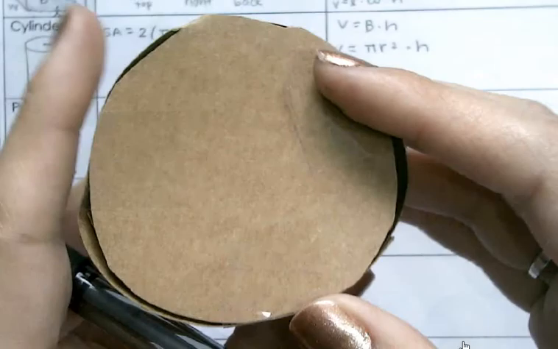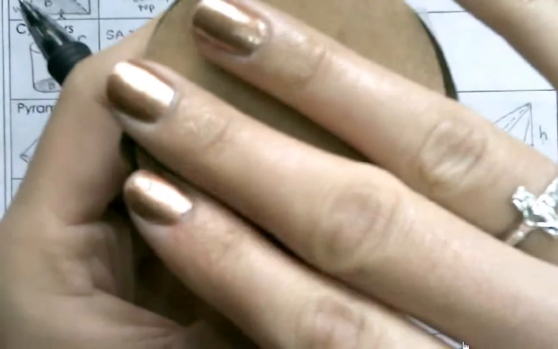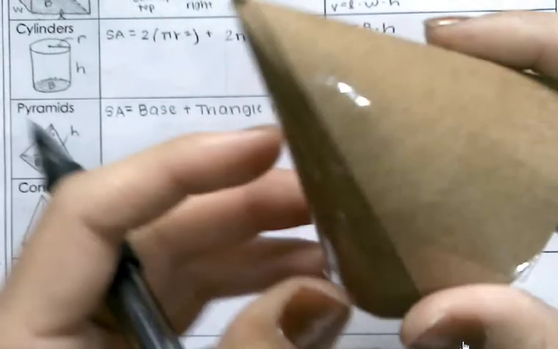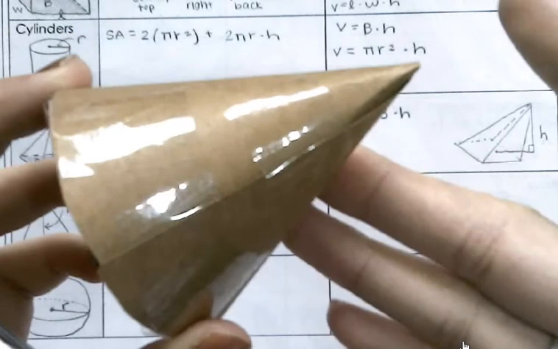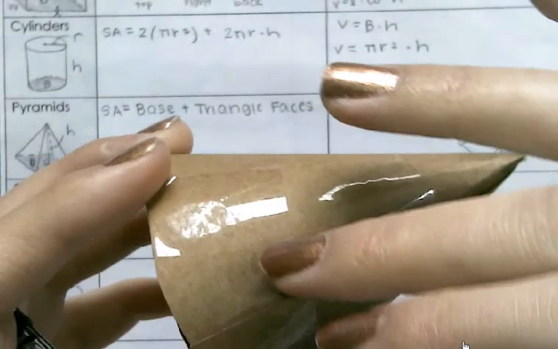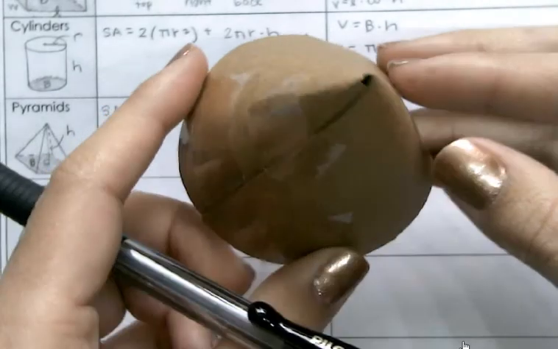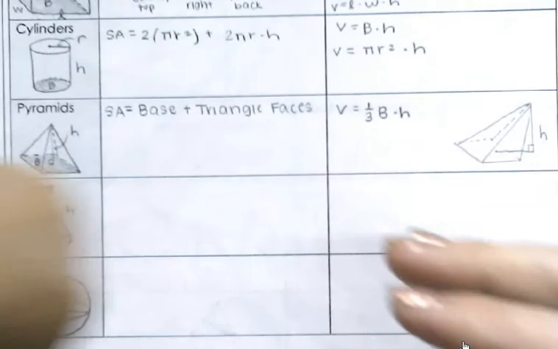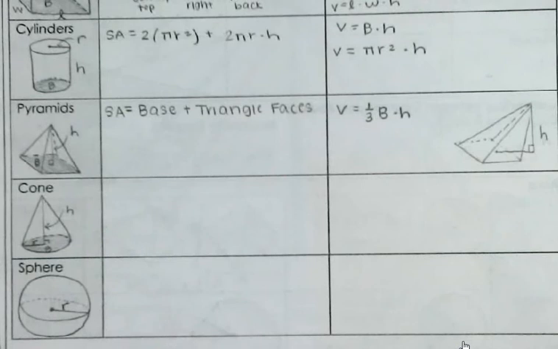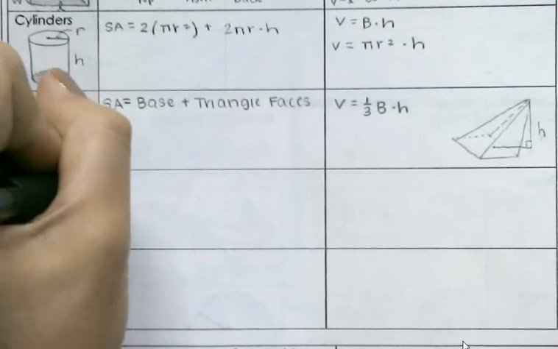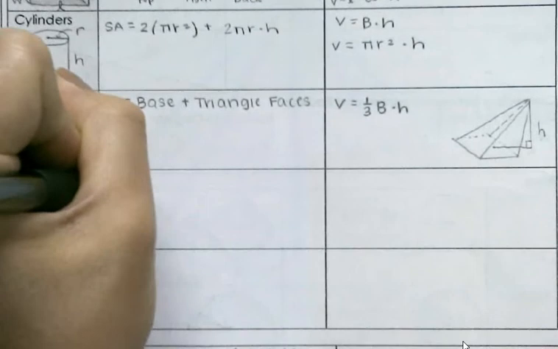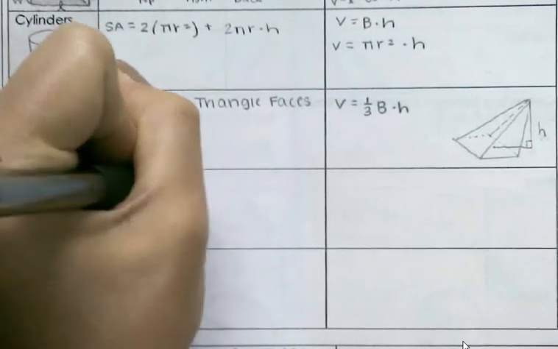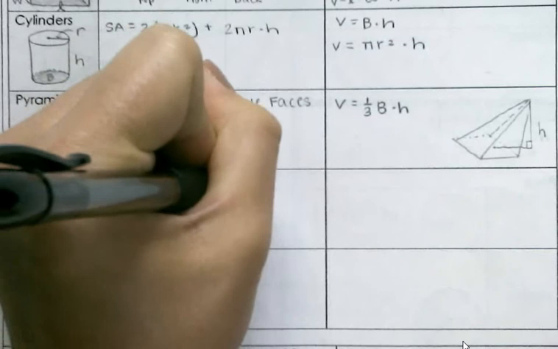In order to find the surface area, we want to find the area of that base, which is a circle, plus the area of this outer edge of the cone, I guess you could say. But that's actually given to us by the sector of some circle. So in order to find the surface area of a cone, and I'm going to say surface area is S, surface area is equal to base plus lateral surface.